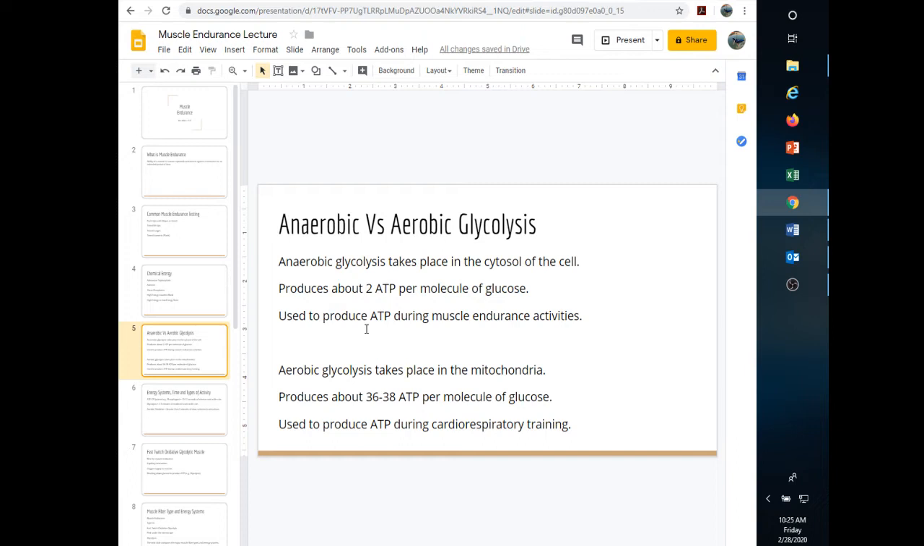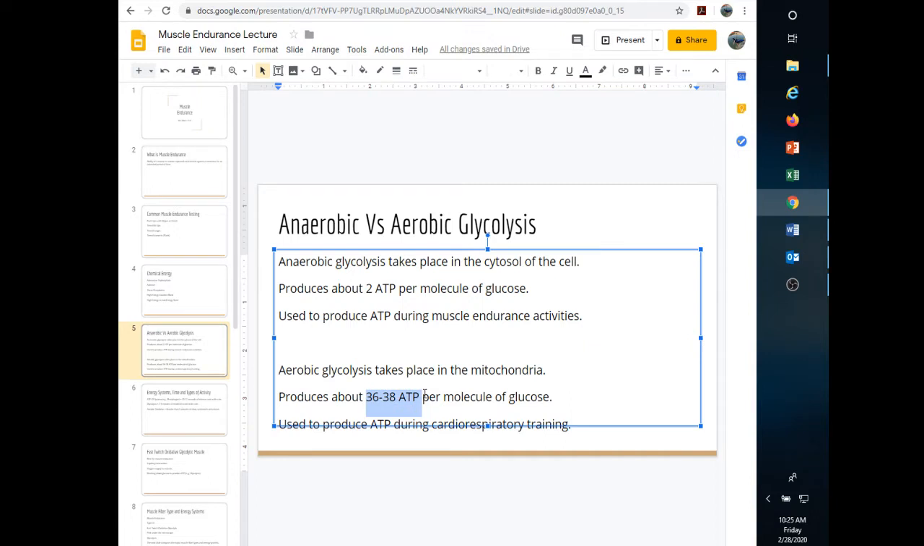That's going to be more for the aerobic oxidative energy system, which is the next module that we'll talk about. But it's a lot more efficient at generating ATP. Some literature says 36 ATP, some say 38, some give a range, but you get the idea. Let's compare and contrast muscle endurance activities, where we're breaking down glucose, and aerobic oxidative activities, or cardiorespiratory endurance training, where you're getting 36 to 38 ATP.